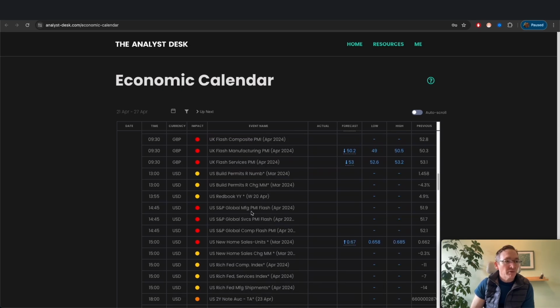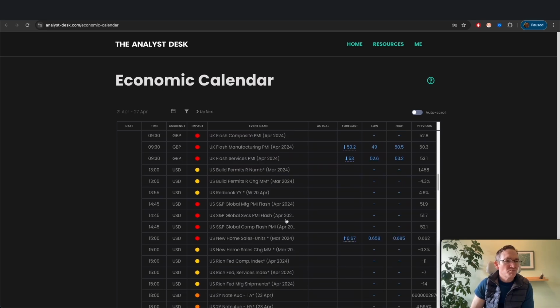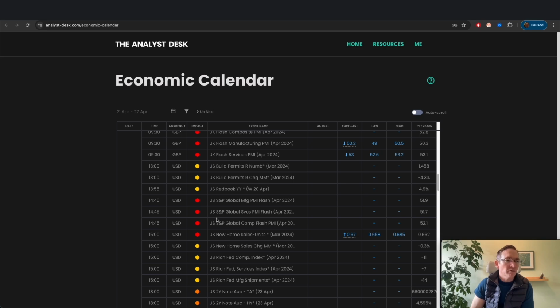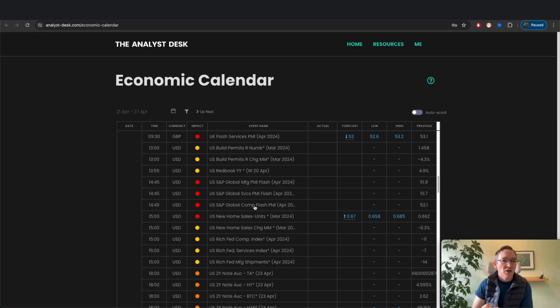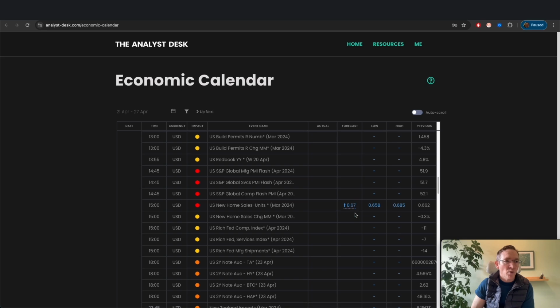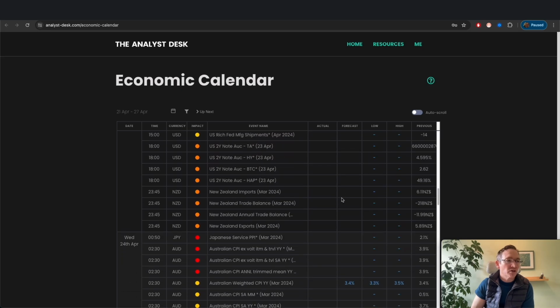Later on, we got PMI prints out for the US. Could see some moves on an out of consensus print, maybe a short-term opportunity there for a little bit of dollar upside if we again come in above market expectations. We'll get the updates later in the week for the low and the high consensus.